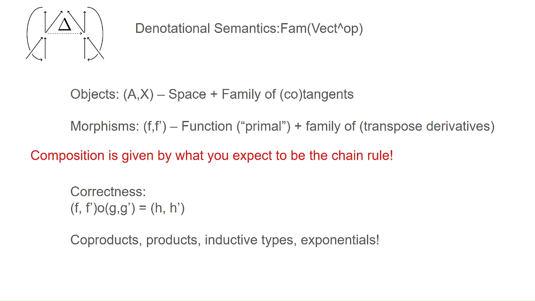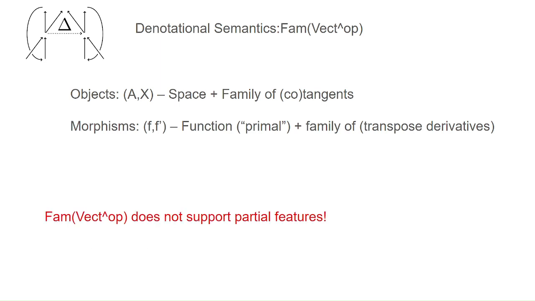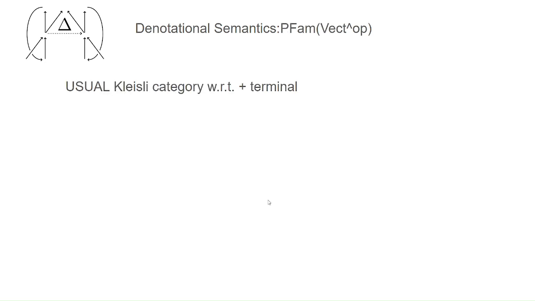have a function and its derivative, by which I mean we can use the universal property of coproducts, products, inductive types, and so on, and exponentials, and as long as you start with a set of correct pairs, where we have a function and its family of derivatives, we are going to end up with a correct pair. And this gives the correctness proof, basically, of CHAD for expressive total languages. But FunVect op does not support partial features, and we want partial features.